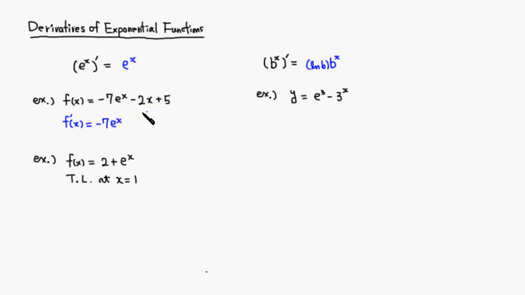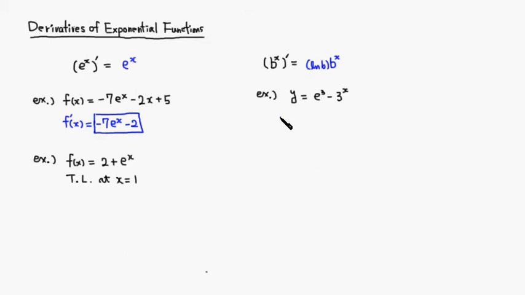Then after that, we know what to do. The derivative of negative 2x is negative 2, and the derivative of 5 is 0, since 5 is a constant. So f prime of x that we're looking for is negative 7 e to the x minus 2.